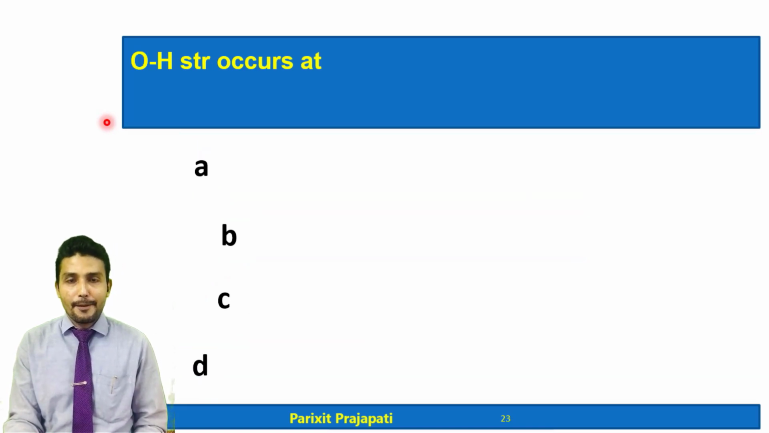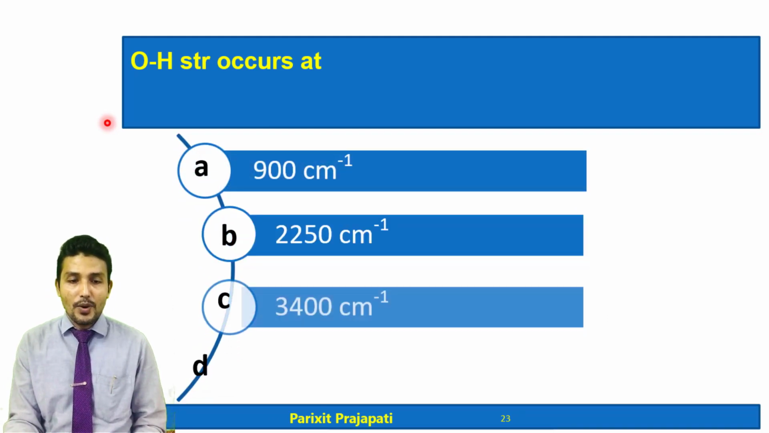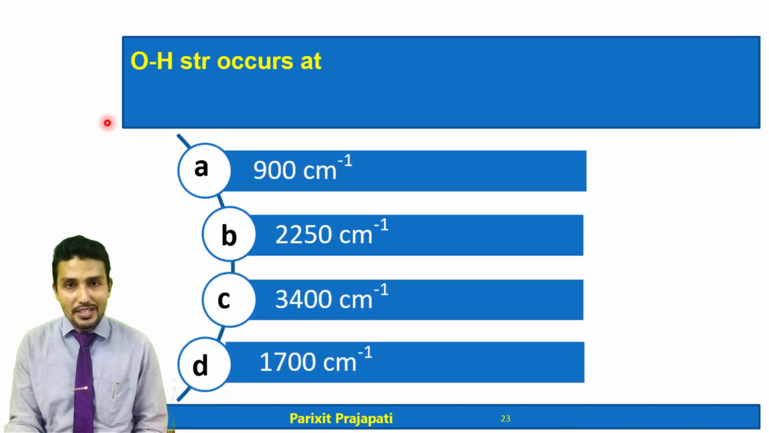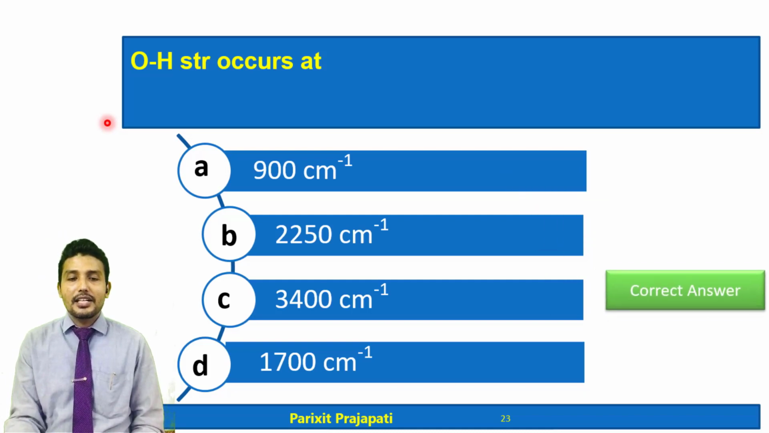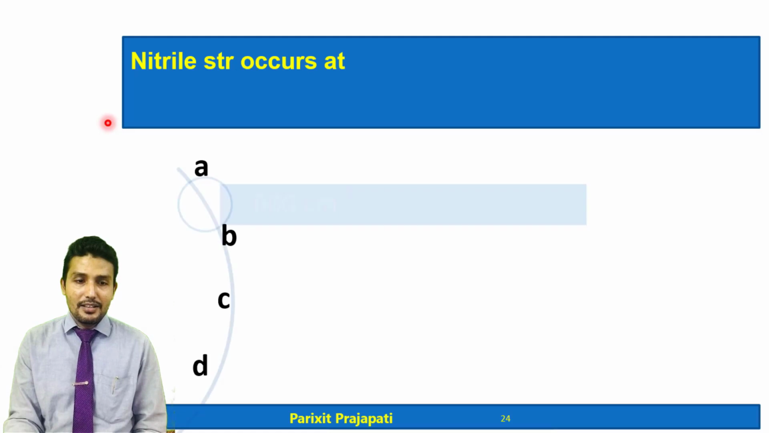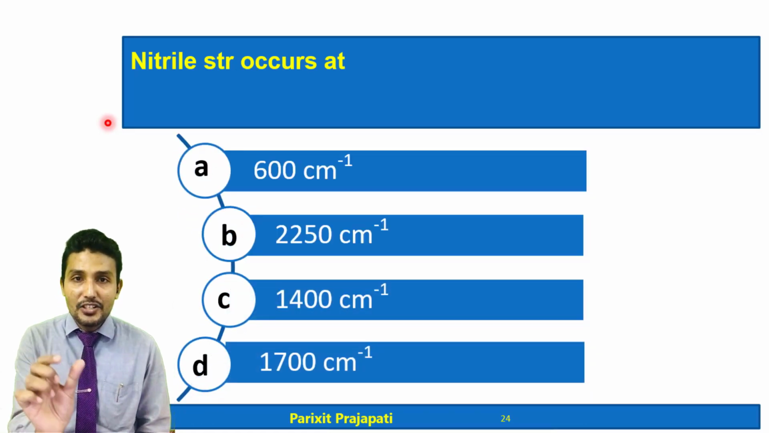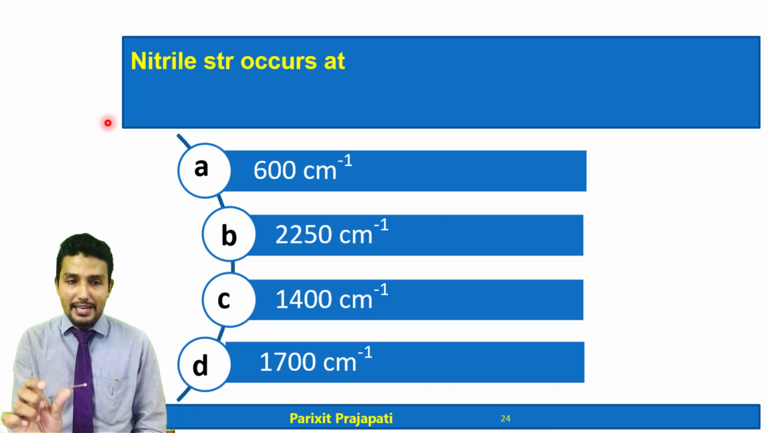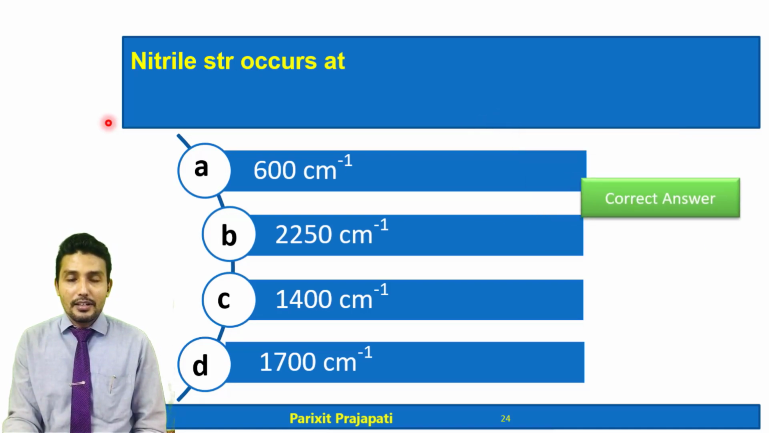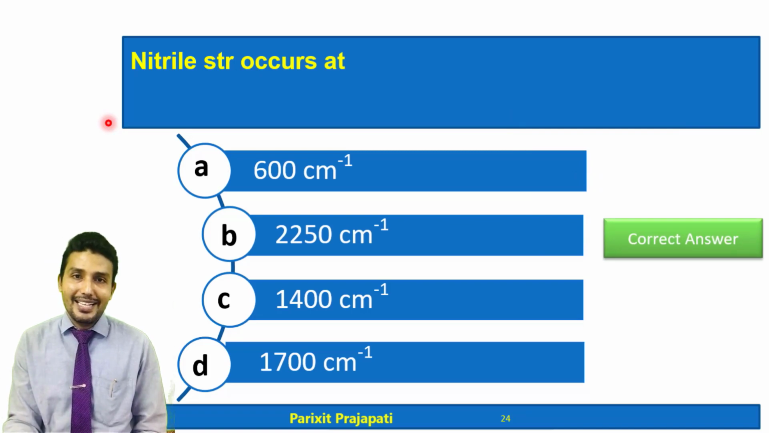OH, whether it's alcohol or phenol, OH stretching occurs at which frequency? The correct answer is 3400 centimeter inverse. Nitrile occurs at which frequency? Nitrile means a C triple bond N. Nitrile bond stretching occurs at 2250 centimeter inverse.